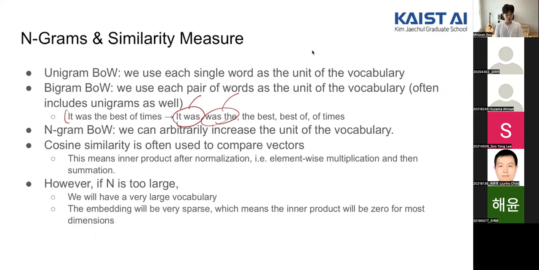But if n is too large in the n-gram, as I said, we'll have a very large vocab, and it's very sparse. Which means the inner product will be zero for most dimensions, and it's not useful when the vocab is very sparse, because you will never see at test time an n-gram that you saw in training data. And if you never see it, then that dimension's inner product will always be zero, so it's not doing anything really useful.